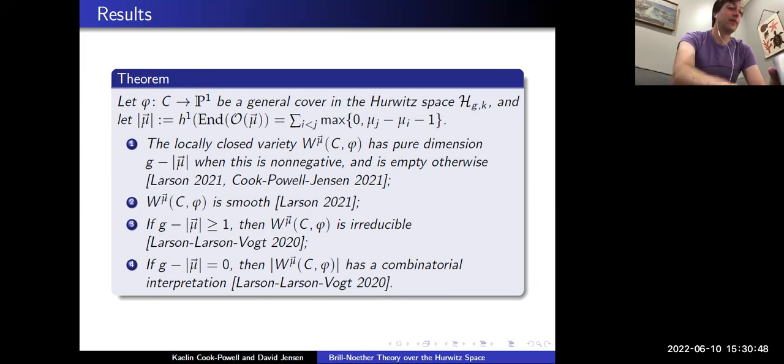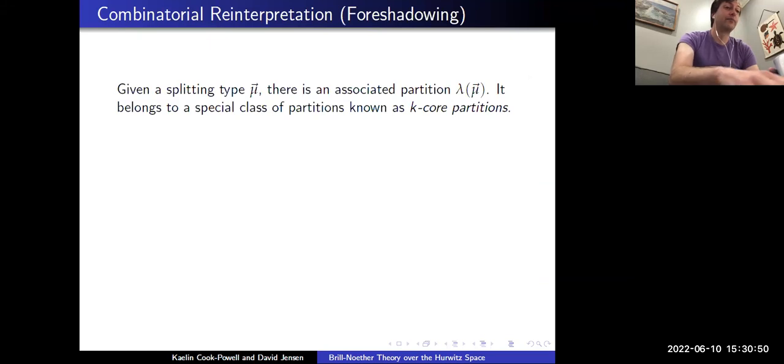Okay, so now I want to talk about the combinatorial interpretation of some of the things that I just said. And again, this is more foreshadowing for Kalin's talk than anything else. So if I give you a splitting type mu, just one of these vectors, there's an associated partition, lambda mu, which I won't tell you what it is, but it's a special type of partition that's known as a K-core partition.